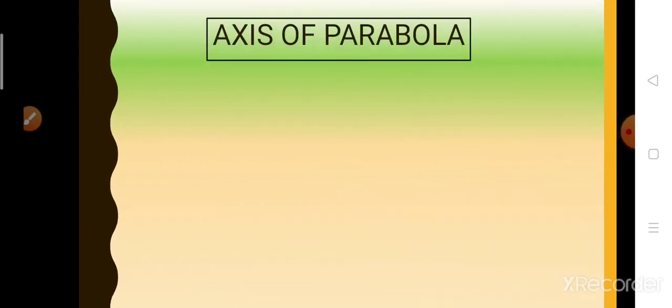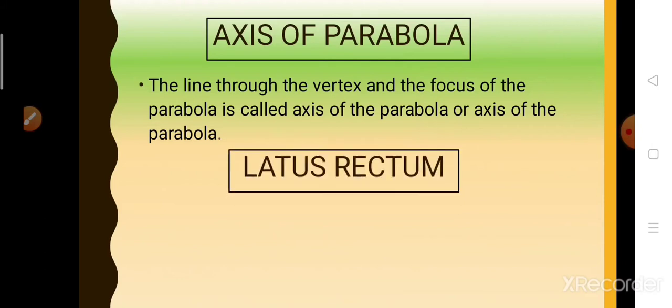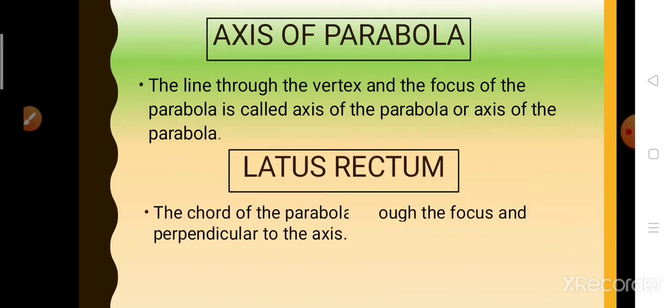The axis of a parabola. The axis of a parabola is the line through the vertex and the focus of the parabola. The latus rectum. The latus rectum is the chord of the parabola through the focus and perpendicular to the axis.